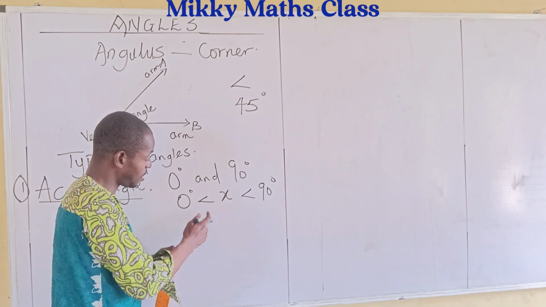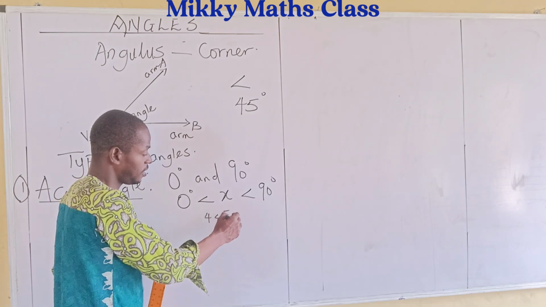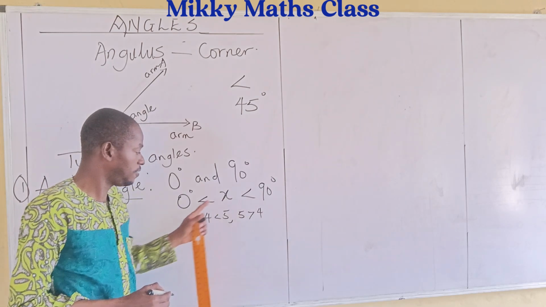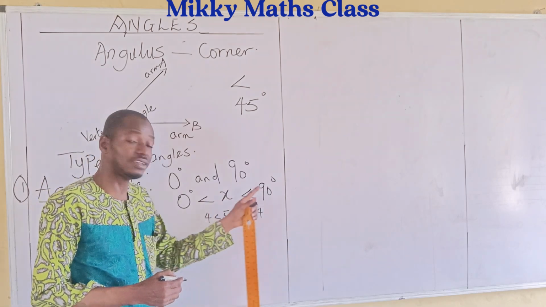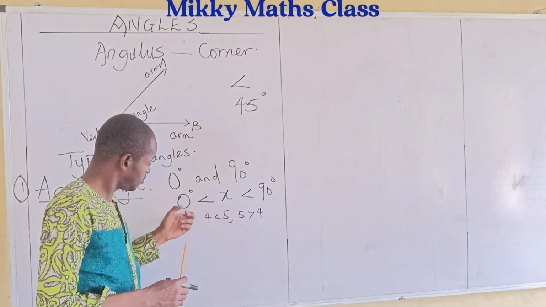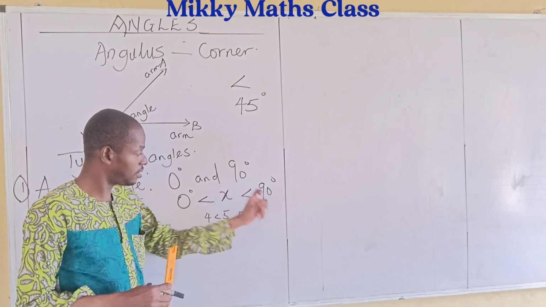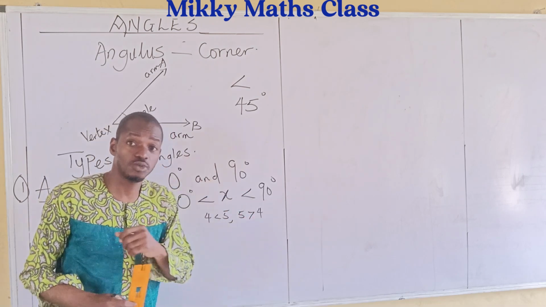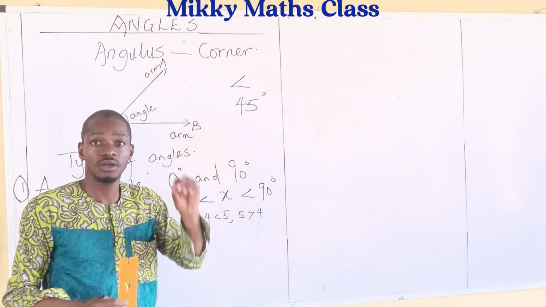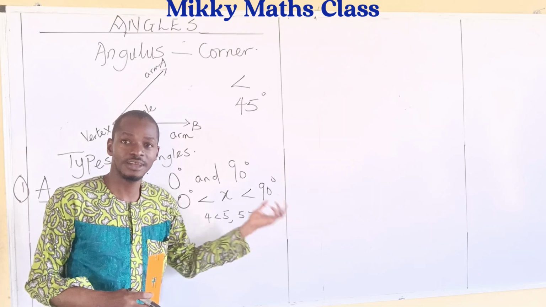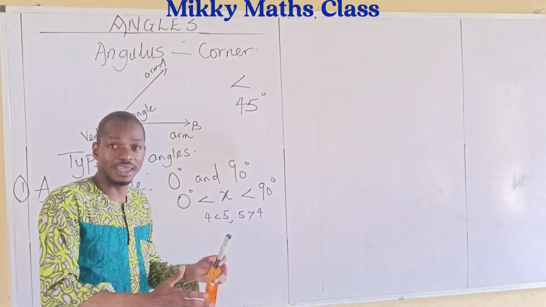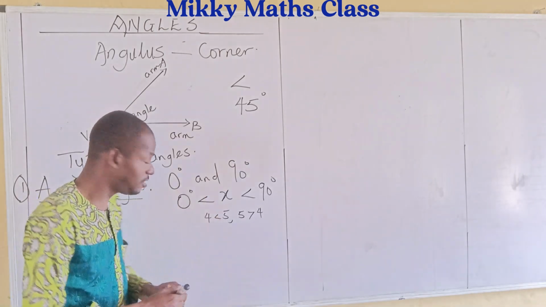So take note. For example, if I say 4 is less than 5, it's the same thing as writing 5 is greater than 4. So if I say 0 is less than x, less than 90 degrees, this is the region in which an acute angle lies. Examples of acute angles: you can have 2, you can have 45, 60, 89 degrees. All are acute angles. So an acute angle lies between 0 degrees and 90 degrees.